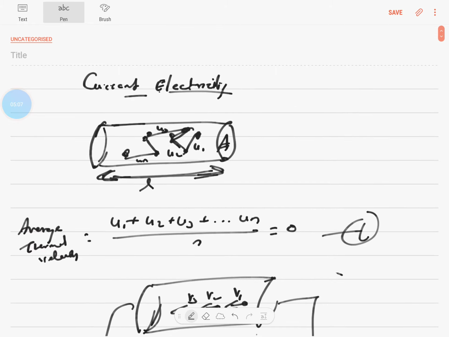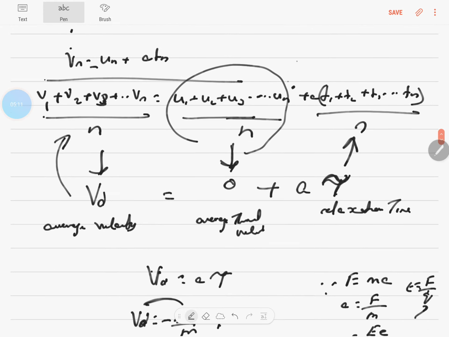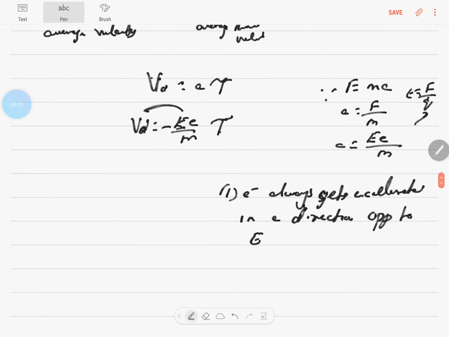So that's the first derivation of drift velocity. Drift velocity is capital E into small e by m into relaxation time t with a negative sign, which indicates that E is opposing Vd. Otherwise, when I ask you the Vd formula, you can say capital E into small e by m into relaxation time.